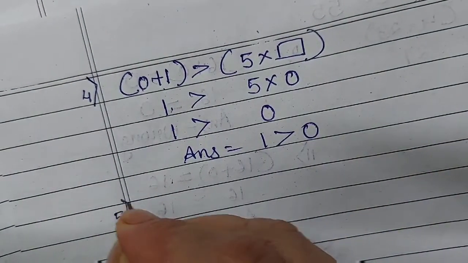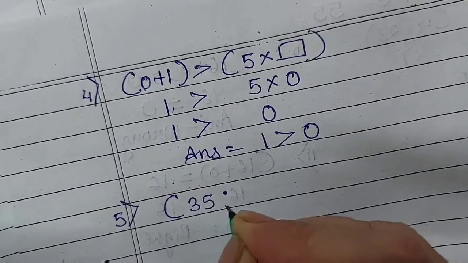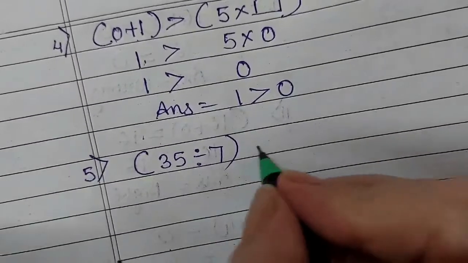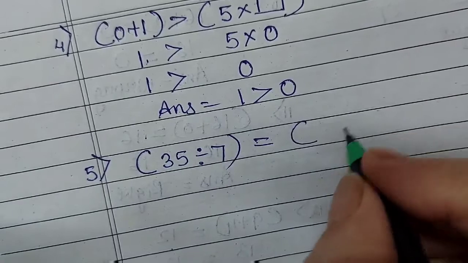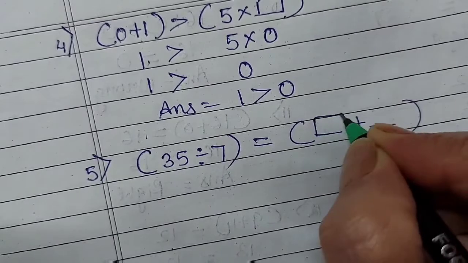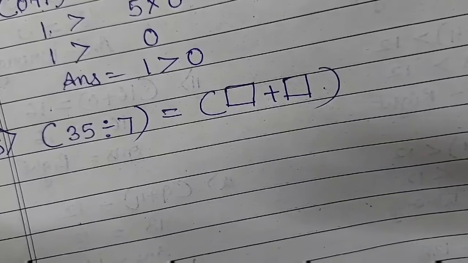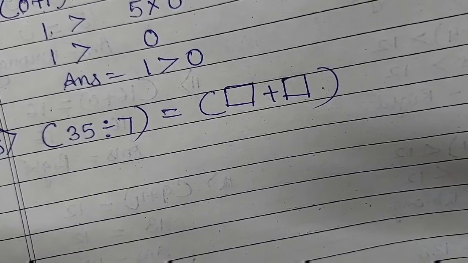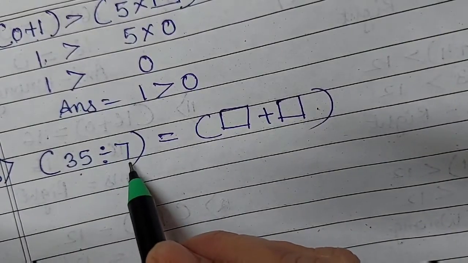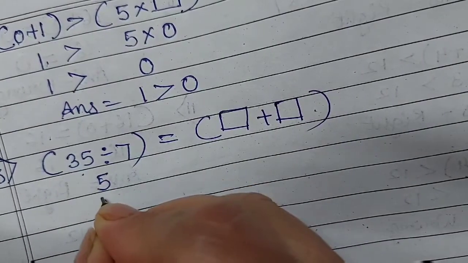Coming to the fifth question. Your fifth question is 35 divided by 7 is equals to. Now here you have to write both the numbers. In this question they have not given us one number, they are asking for both the numbers. So it is our wish, whatever we want we can write. Now 35 divided by 7 is what? 5. 5 sevens are 35. So we got the answer 5.